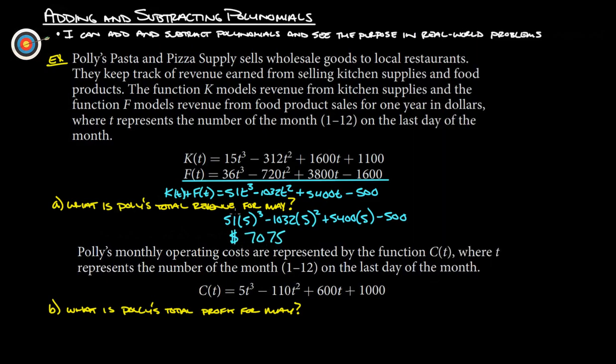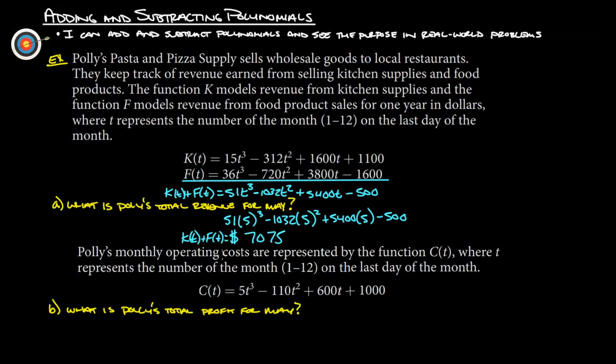So in May, between their kitchen and food products, the function K models the revenue from kitchen supplies and the function F models revenues from food product sales. That took me a while to figure out. So K of T plus F of T equals 7075.